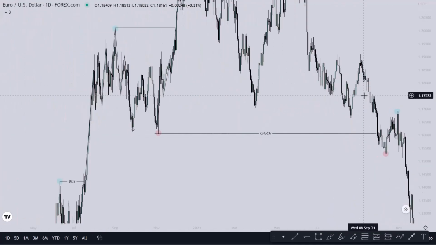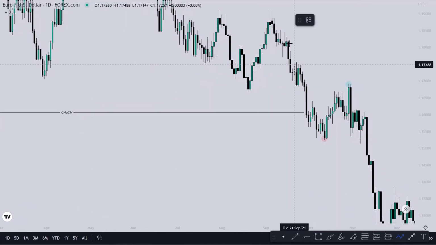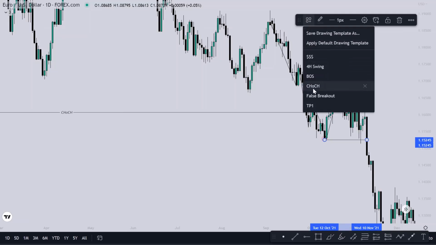Now we had this move to the downside, pull back right here, and we go down. We broke the last pullback, which means that this is a low. So now this is a break of structure.